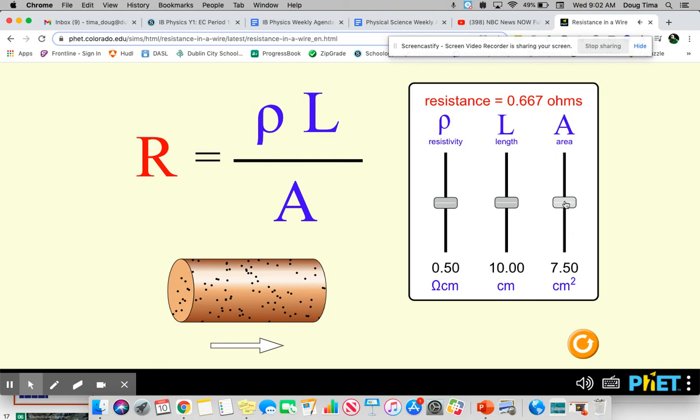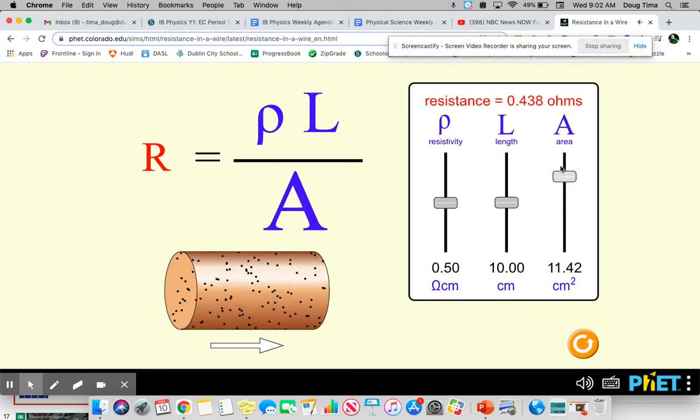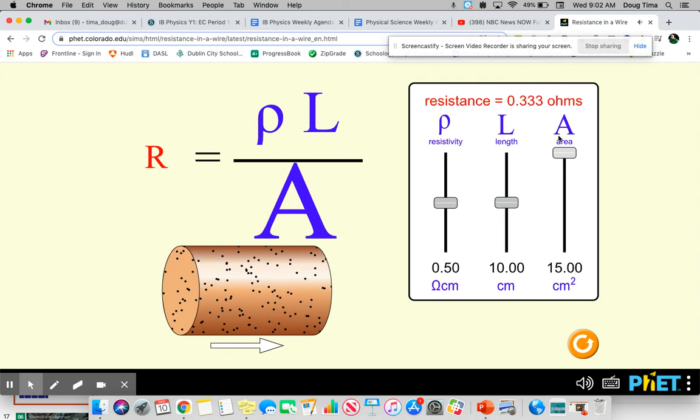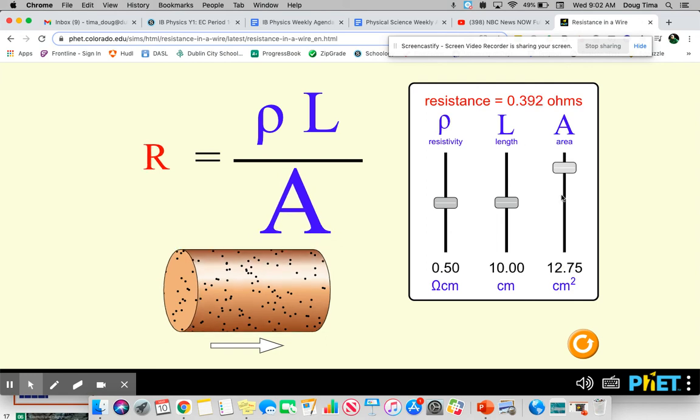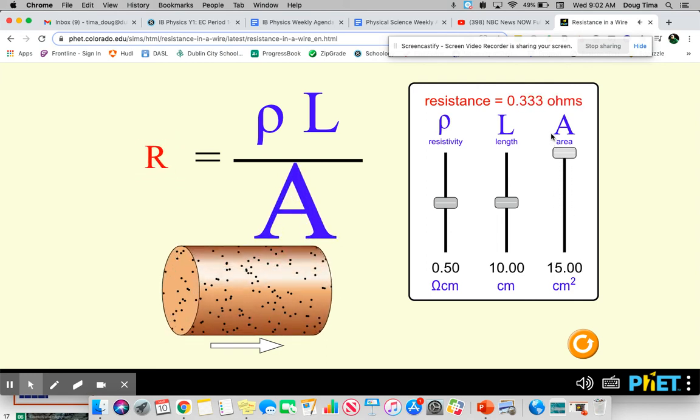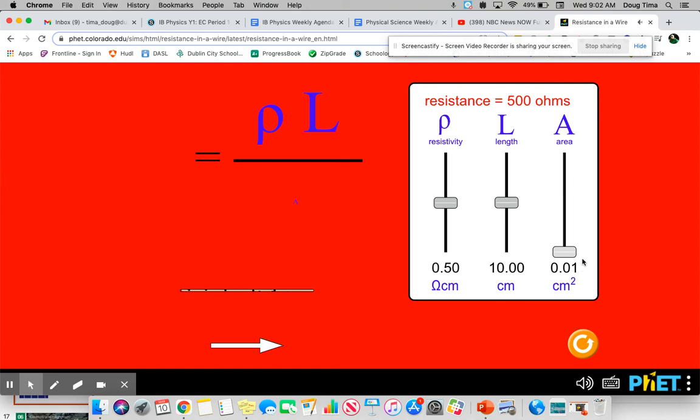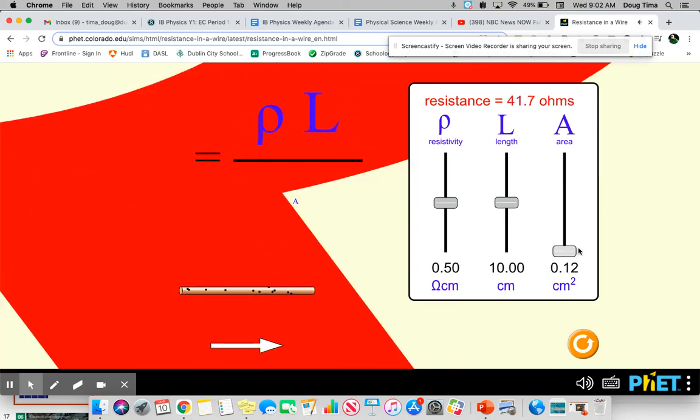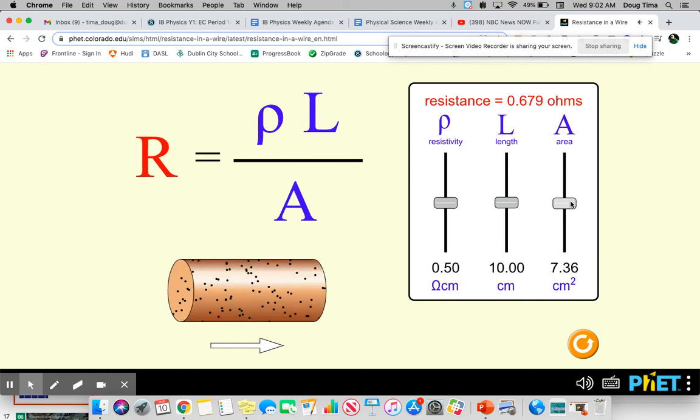And then finally, area. If the area actually gets bigger, the resistance goes smaller. Again, think of it like a road with potholes. If I have a bigger area to get around those potholes, then what is resisting me is going to go down. If the area gets really small and the track gets really small to where I don't have much room and I have to hit all those potholes, the resistance gets infinitely bigger.